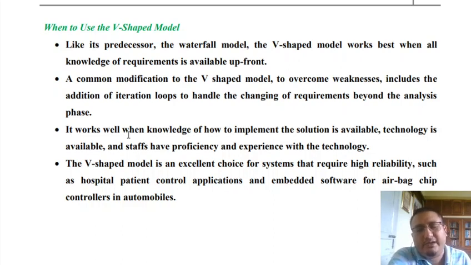So in today's class, what we have learned about is the various models, extending from build and fix model to classical waterfall model to iterative waterfall model to prototyping model and then V-shaped model. So in the next class, we'll be progressing on to rapid application development model and spiral model.